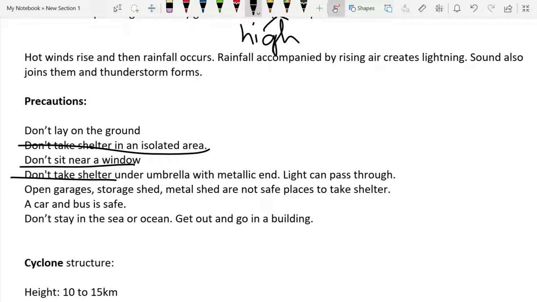Open garages, storage sheds, and metal sheds are not safe places to take shelter. A car and bus are safe places to take shelter. Don't stay in the sea or ocean. Get out and go into a building.